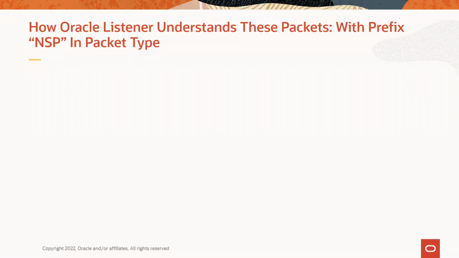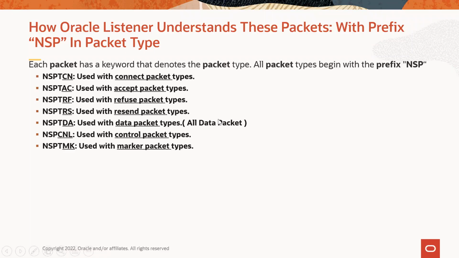And each packet I'm sending to the Oracle database, how does the Oracle database understand, okay, this is the packet I'm getting? That's nothing but Oracle has introduced a packet with a prefix called NSP. With this prefix of the packet, an Oracle database or a client gets to know what kind of packet it is. Each packet has a keyword that denotes the packet type.